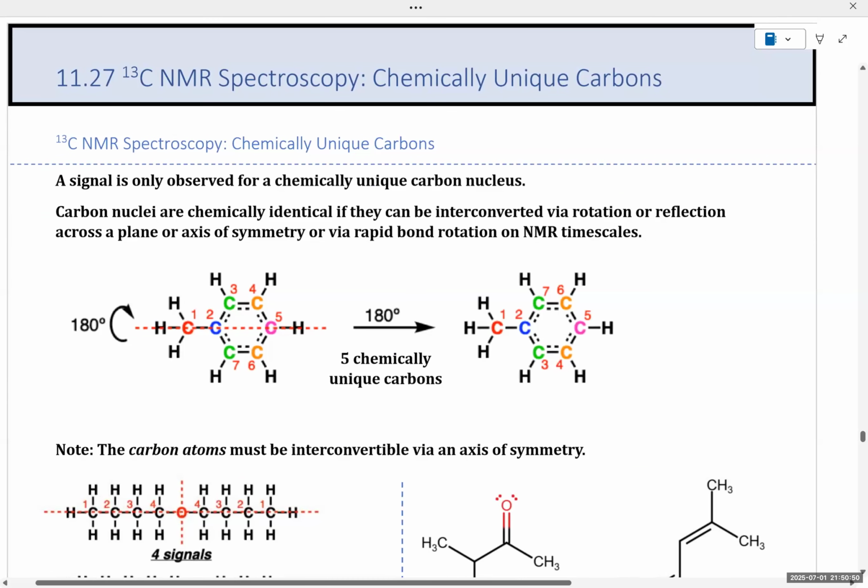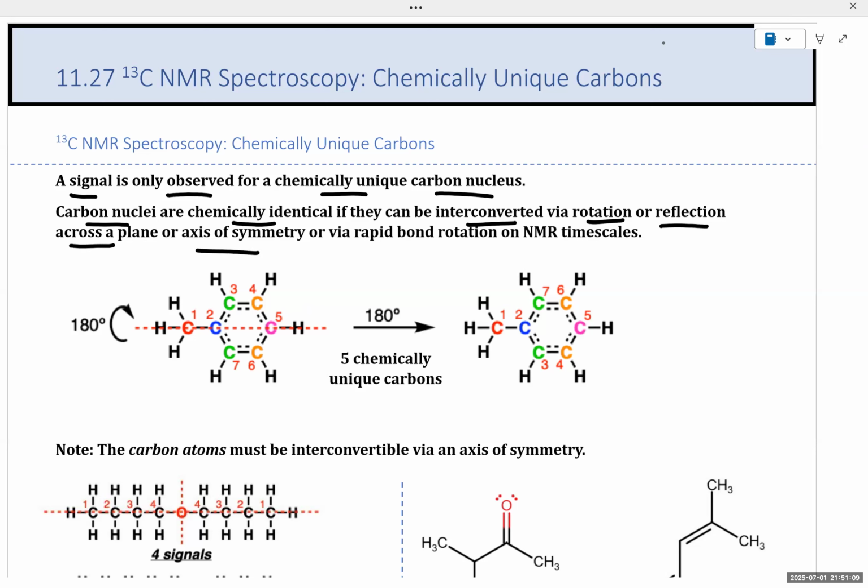Now, before we take a look at any carbon NMR spectra, it's important that we talk about chemically unique carbons. So a signal is only observed for a chemically unique carbon nucleus. Carbon nuclei are chemically identical if they can be interconverted via rotation or reflection across a plane or axis of symmetry, or via rapid bond rotation on NMR timescales. So for example, if we take a look at the following molecule, we see that there's a clear axis of symmetry, and thus there are 1, 2, 3, 4, 5 unique carbons, and thus we see 5 carbon NMR signals.